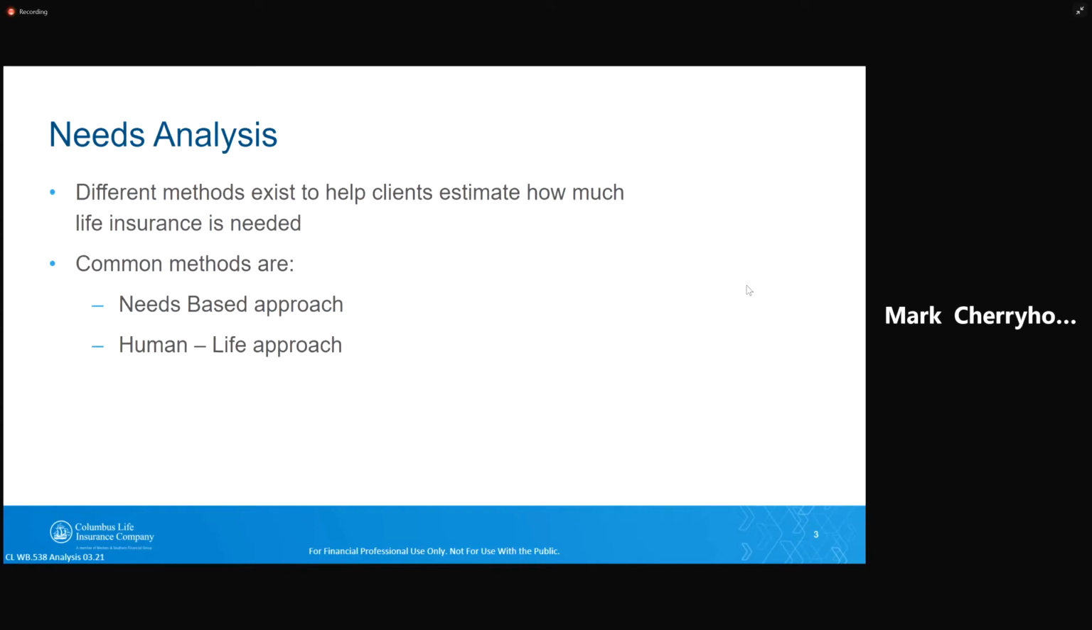insurance they need. Generally, there are two different methods that are most commonly used, and you can go back to McGill's Life Insurance 101. I remember some of the classes I took when I was studying for CLU, and this is a part of it. The two different methods commonly used are the needs-based analysis and the human life approach. Both methods have their merits, and we're going to review them in detail in the subsequent slides.